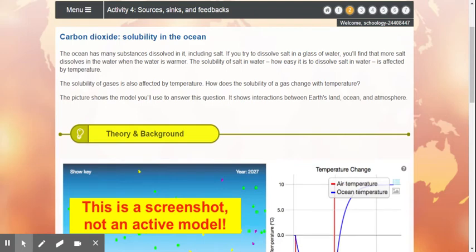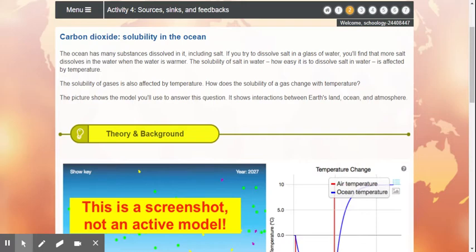Next, we're talking about carbon dioxide solubility in the ocean. What does that mean? It refers to how much carbon dioxide can dissolve in the ocean. It says the ocean has many substances dissolved in it, including salt. Have you ever been to the ocean and water got in your mouth? It's really salty. If you try to dissolve salt in a glass of water, you'll find that more salt dissolves in the water when the water is warmer. The solubility of salt in water, how easy it is to dissolve salt in water, is affected by temperature. The solubility of gases is also affected by temperature. How does the solubility of a gas change with temperature?